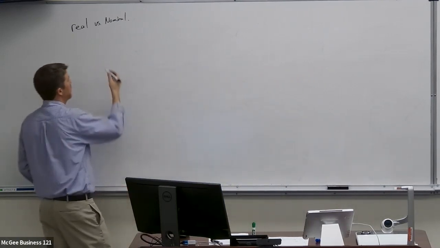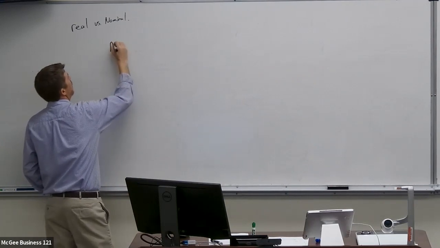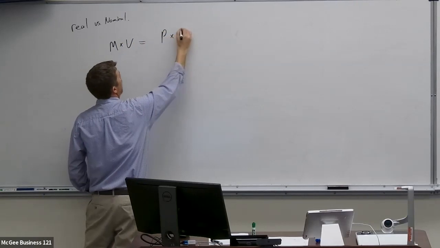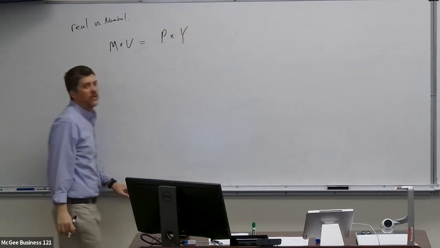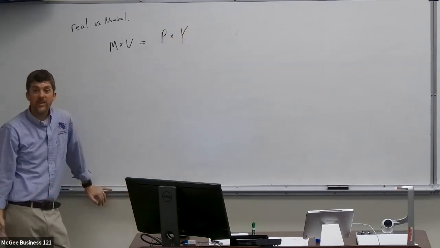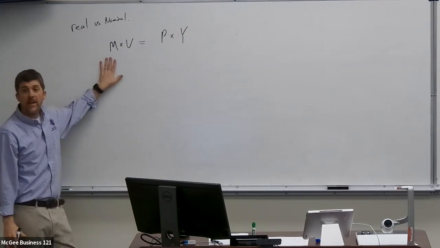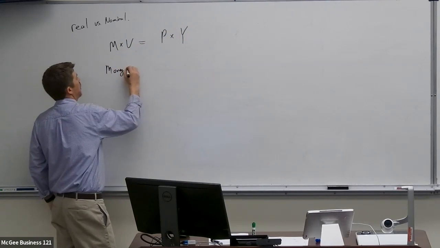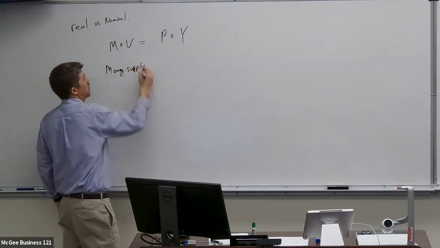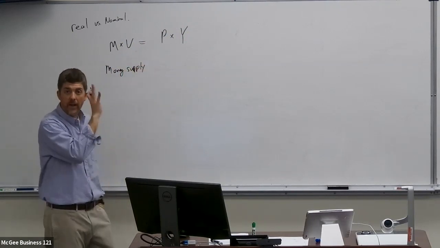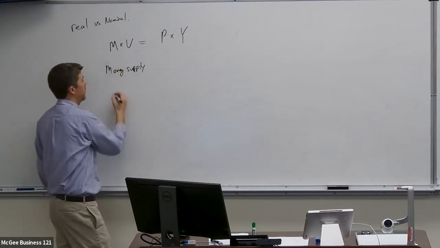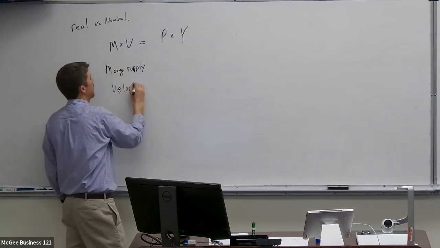Here's the equation you need to know. It is M times V equals P times Y. This is a key equation I need you to know for this. It's not too bad though. M is the money supply. Just like we've learned in this class so far, the money supply is set and controlled by the Fed. V is the velocity of money.